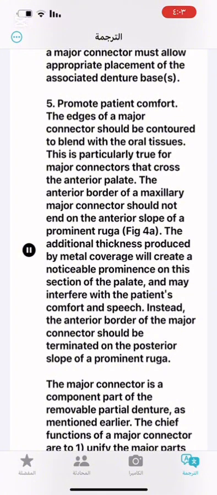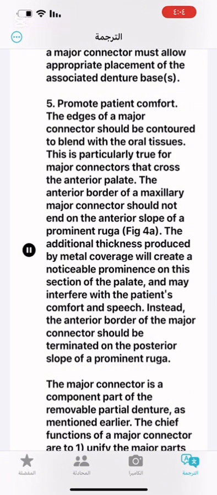2. Rigid and provide cross-arch stability through the principle of broad distribution of stress. 3. Do not interfere with and are not irritating to the tongue. 4. Do not substantially alter the natural contour of the lingual surface of the mandibular alveolar ridge or of the palatal vault. 5. Do not impinge on oral tissue when the restoration is placed, removed, or rotated in function.